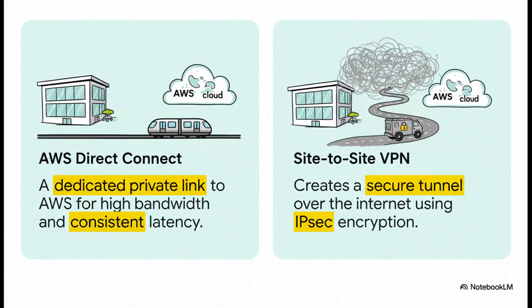But what about connecting your new cloud city back to your physical HQ? Well, here again, you've got options. You could build what's essentially a private monorail using AWS Direct Connect. We're talking a dedicated, high-speed, private physical link to AWS, perfect for heavy, consistent traffic. Or you could use a site-to-site VPN. I like to think of this as a secure, armored convoy that travels over the public internet. It uses heavy-duty encryption to keep all your data safe on the journey.